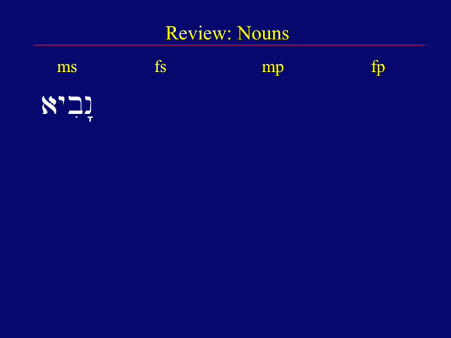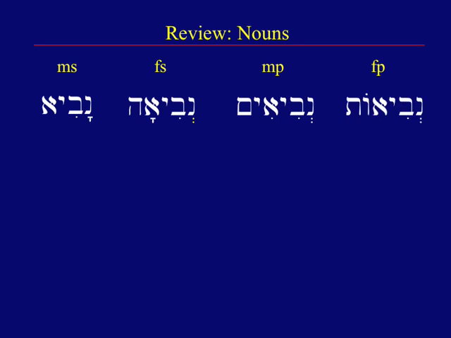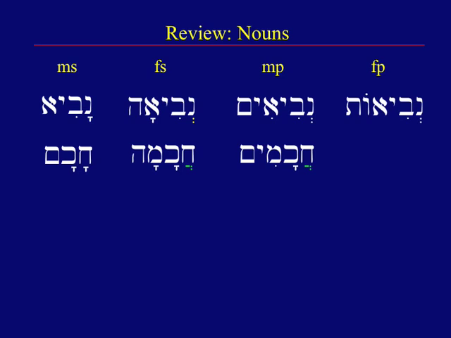So we've seen nouns like navi, prophet, nevi'ah, prophetess, nevi'im, with propretonic reduction, prophets, nevi'ot, prophetesses. Similarly with propretonic reduction, but with vocal composite shva, wise woman, chachama, wise ones, men, chachamim, wise ones, women, chachamot. So the adjective is inflected the same way as the noun.